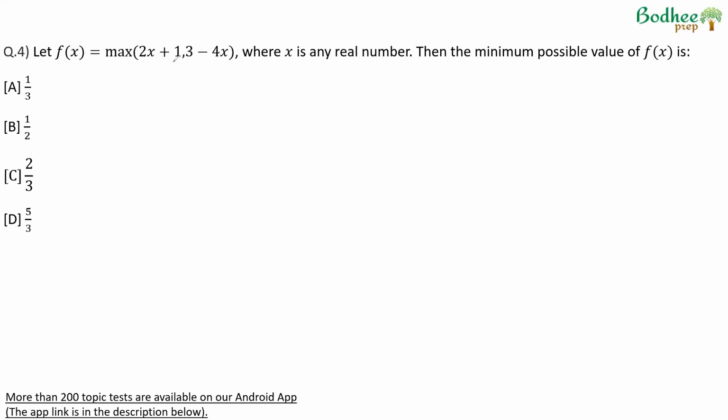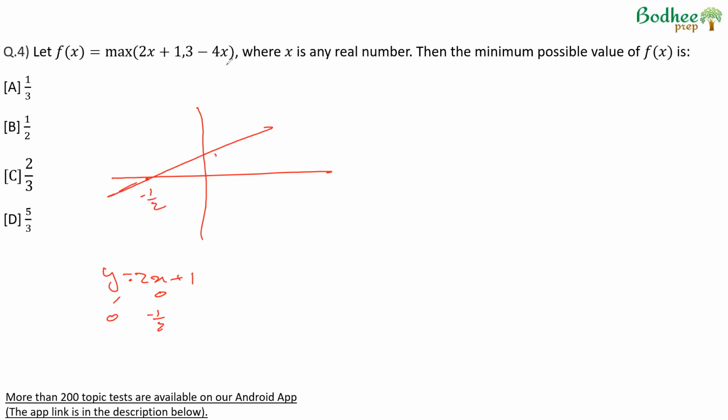Let f(x) is equal to max of (2x plus 1, 3 minus 4x). If you draw y is equal to 2x plus 1, when x is 0, y is 1. When y is 0, x is minus 1 by 2. So passing from minus 1 by 2, 0 and 0, 1. y is equal to 3 minus 4x. When x is 0, y is 3. When y is 0, x will be 3 by 4. So 3 by 4, 0 and 0, 3. Passing from somewhere here.